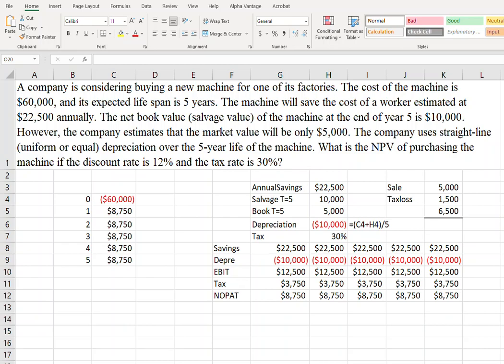Quiz 3, Question 7. A company is considering buying a new machine for one of its factories. The cost of the machine is $60,000. Its expected lifespan is 5 years. The machine will save the cost of a worker estimated at $22,500 annually.